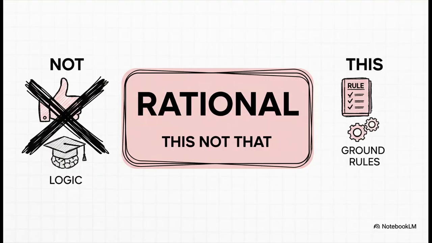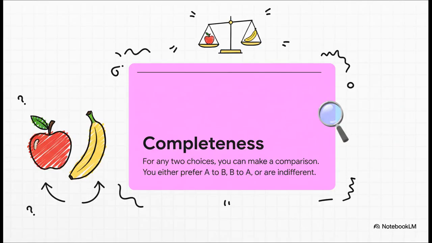Now, to build any model, you need some ground rules. And it's so important to understand what economists mean when they use the word rational. It doesn't mean you're smart or logical in the way we use it every day. Nope. It's a technical term for a set of three simple principles that just make sure our model is consistent and doesn't fall apart.